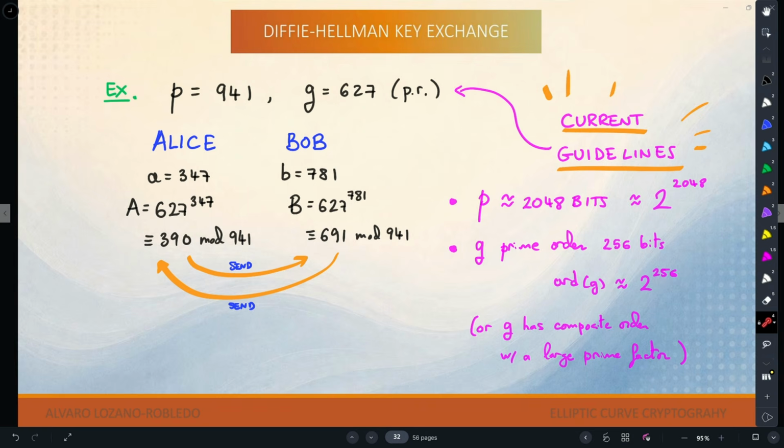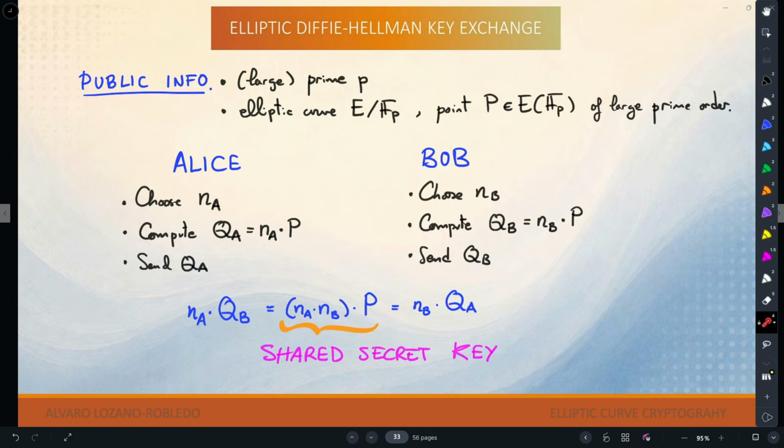Okay, so now this is a toy example. In the current guidelines, P has to be something like 2048 bits, so something in the size of 2 to the 2048. G is suggested to have a prime order of at least 256 bits, so the order of G being something like 2 to the 256. You might get away with the order of G not being prime, but it has to have a very large prime factor, okay? Otherwise, you're toast.